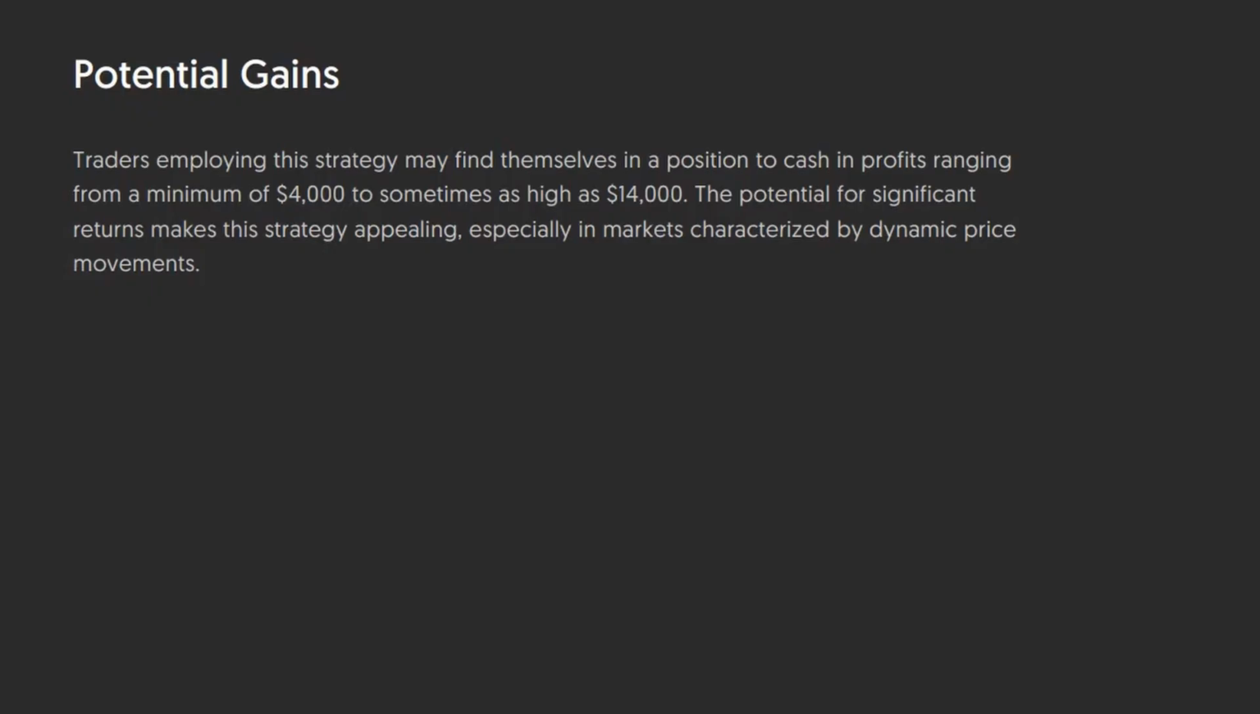Traders employing this strategy may find themselves in a position to cash in profits ranging from a minimum of 4,000 rupees to sometimes even higher, 14,000 rupees. That's what happened in PI Industries. And you also get to cash in a good amount, nearly 4,000 rupees, in Bajaj Finance. Bajaj Finance came into the screener.